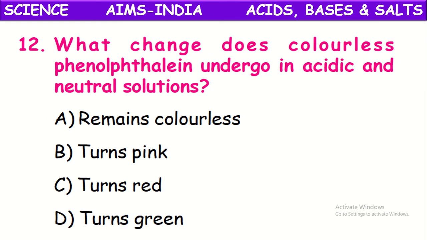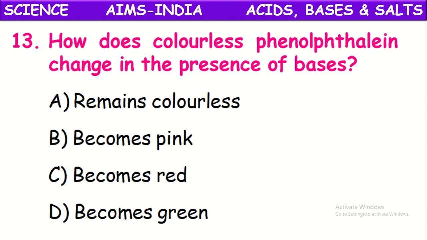Right? Now let us see one more question here. What change does colorless phenolphthalein undergo in acidic and neutral solutions? Phenolphthalein is a colorless solution. When it is added to either an acid or a neutral solution, it won't show any color change. It remains colorless. Only in the presence of bases does phenolphthalein turn pink. Otherwise, with acids and neutral solutions, it remains colorless. Okay, next.